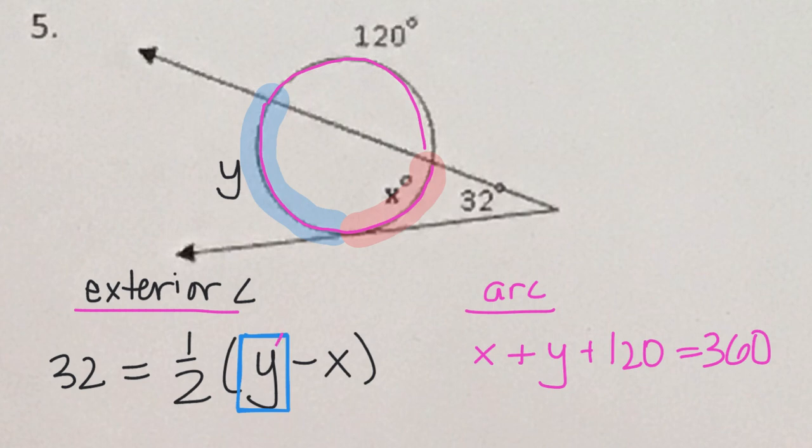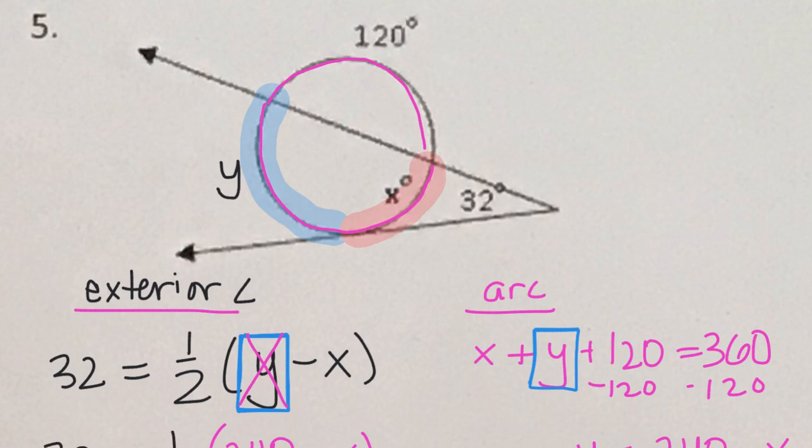If I want to replace y over here, in my exterior angle problem, I need to solve for y over here. And it turns out when I do that, when I subtract the 120 and the x from both sides, y becomes 240 minus x. Okay, this is the important part of the problem because now I can put 240 minus x into my angle equation, and I can solve this equation for x.